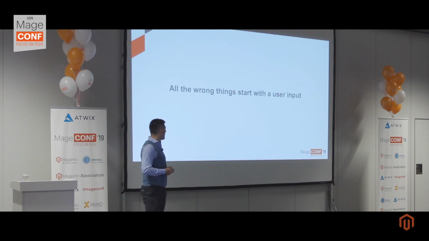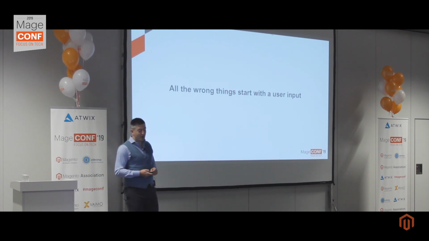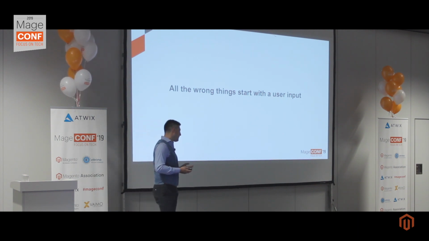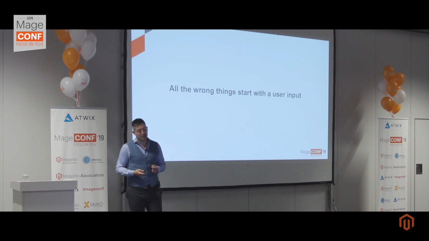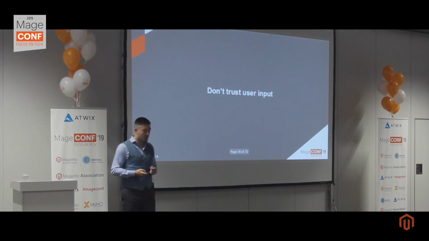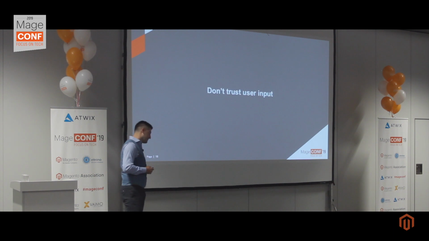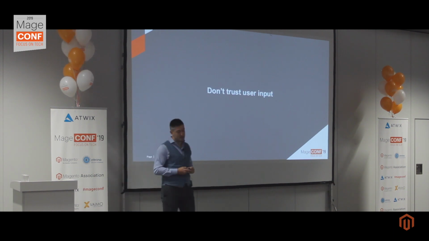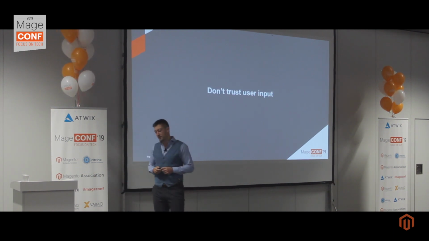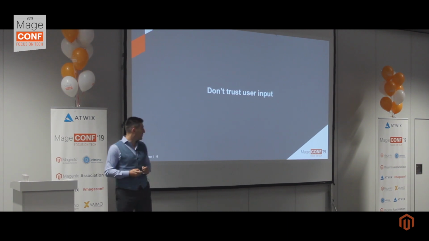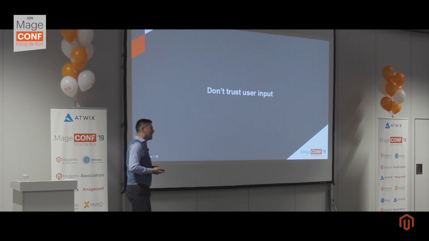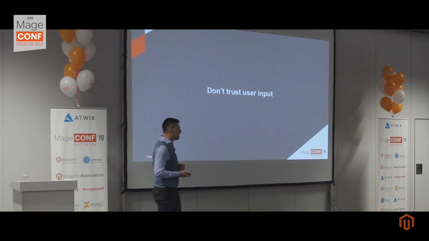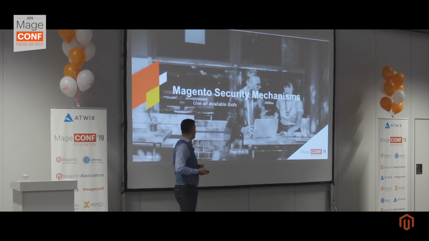So all the wrong things start with user input. Whenever you allow a user to make any interaction, you are already in kind of trouble, so you need to be aware of that. First, don't trust user input. No matter if it's your brother, mother, sister, godfather, just don't trust. Always double check it. You can sanitize, you can filter data. There are a lot of ways how you can do that.